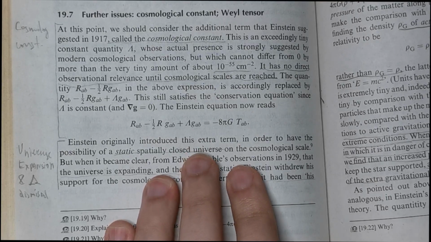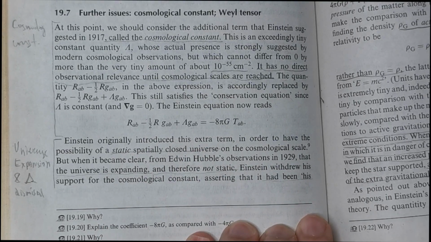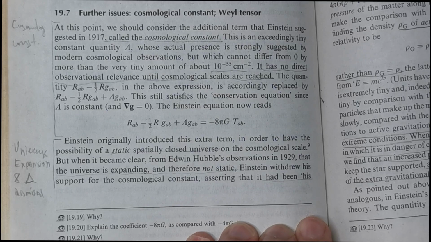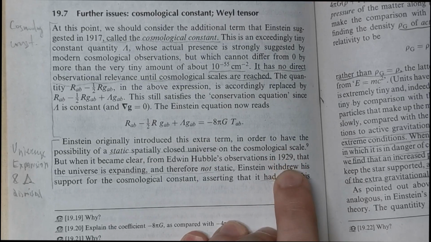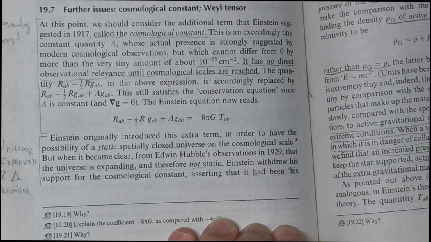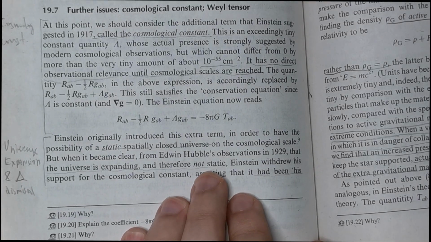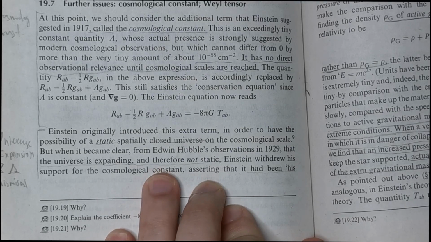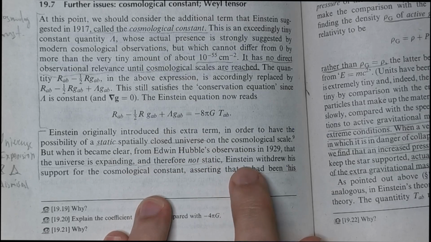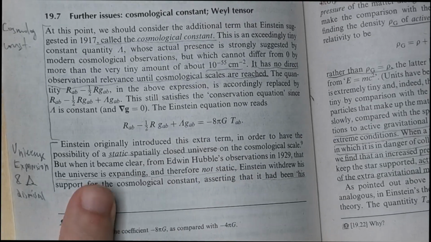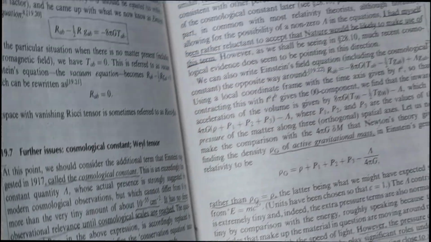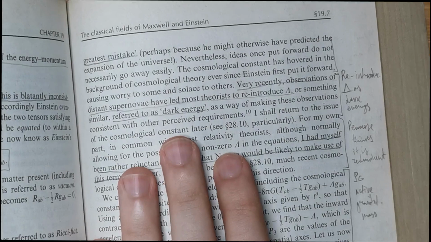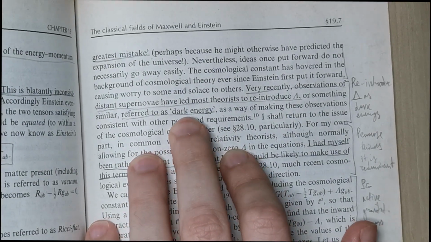Yeah, and Einstein originally introduced this extra term in order to have the possibility of a static spatially closed universe on the cosmological scale, but from Hubble's observations in 1929, we know that the universe is expanding and therefore not static. And Einstein withdrew his support for the cosmological constant after Hubble's observations, asserting that it had been his greatest mistake, and perhaps he was saying that because otherwise he could have predicted the expansion of the universe, maybe.